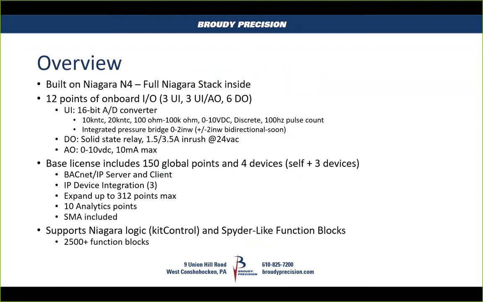And if you remember, in a Spyder, you had 200 function blocks in a BACnet controller, and you had 300 function blocks that you could use in a LON Spyder. With the CIPer 30, you can have roughly 2,500 function blocks, if not more.